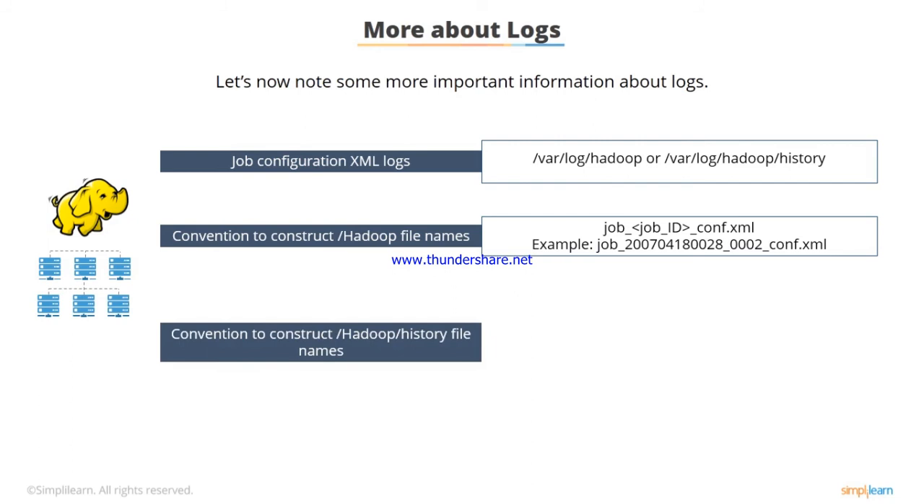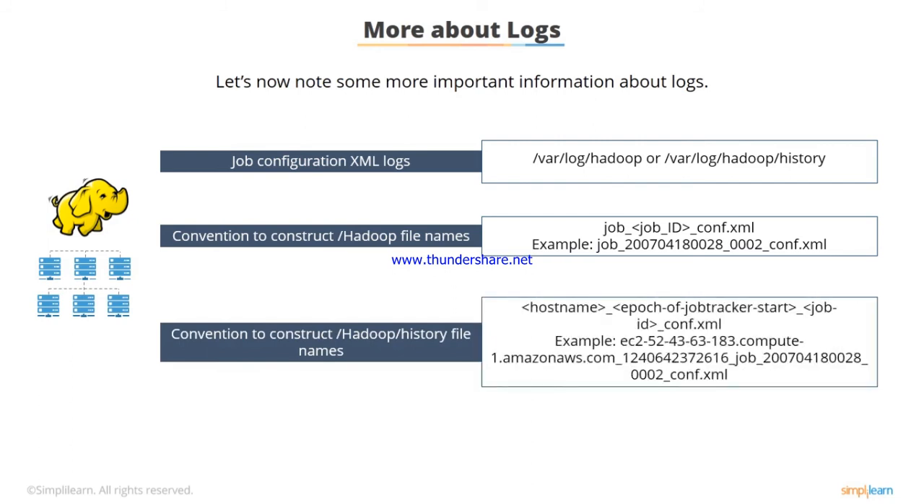The convention followed for the Hadoop history file names is the host name, followed by the number of milliseconds that elapsed since the Unix epoch time when the job tracker daemon was started, followed by the job ID. Observe the screen for the convention followed by an example.